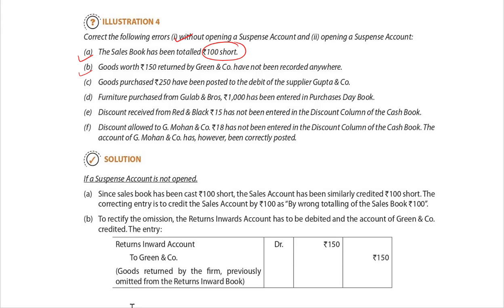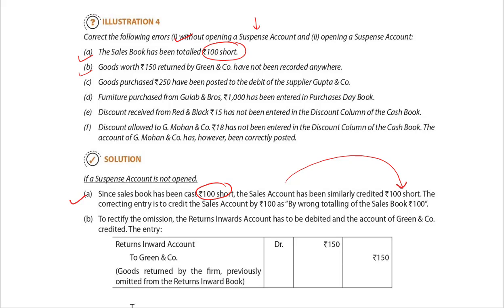So in case of A, as you can see, we don't need to open suspense account over here. What we will do, in the credit side, we need to credit sales by 100. Just see it over here, that since the sales book has been undercast by rupees 100, the sales account will be similarly credited by rupees 100 short.